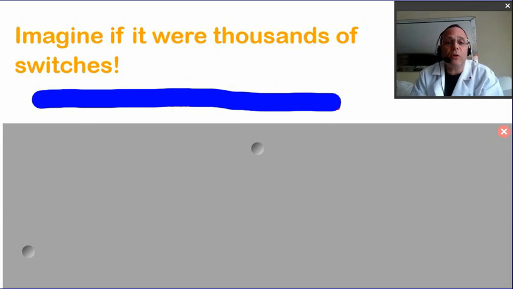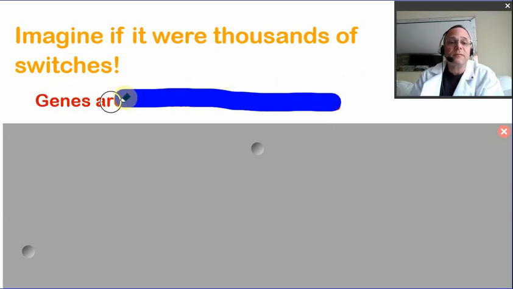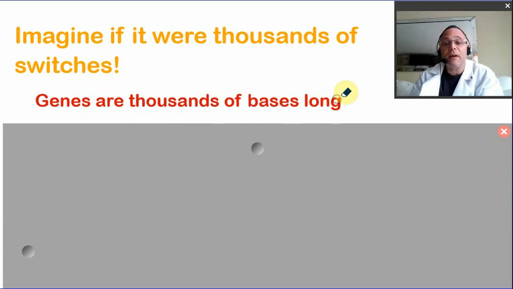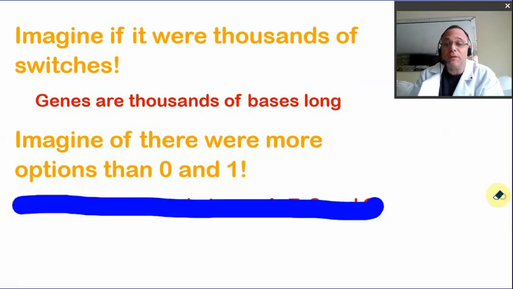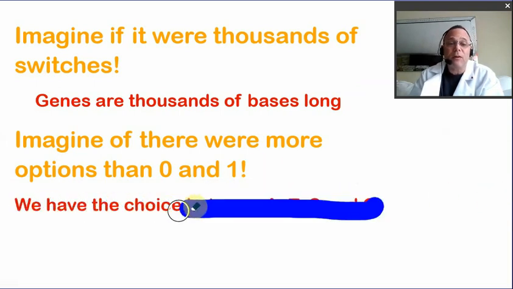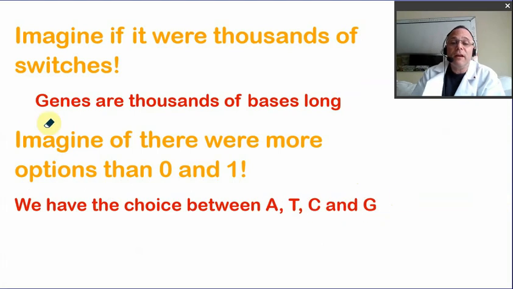All right, so imagine if there were thousands of switches. Well, genes are thousands of bases long. So there's an analogy for you. Now imagine if there were more than just two options, 1s and 0s, and there are. We have the choice between 4. It can be A, T, C, and G. So again, we're thousands of switches big, and instead of just 1s and 0s, it's now A's, T's, C's, and G's. A very complicated code.